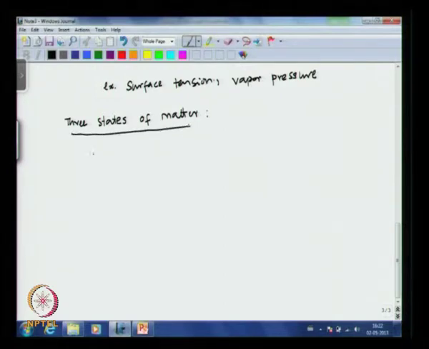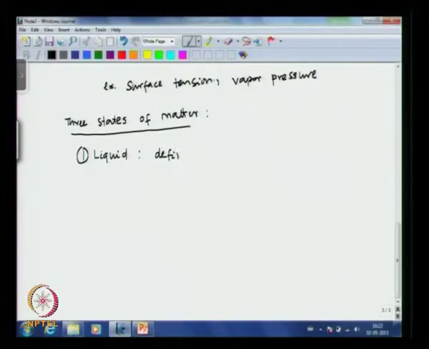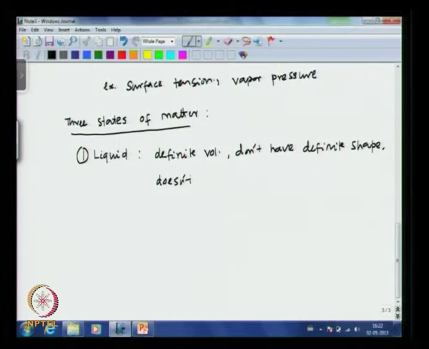First, let us look at liquid. The liquids have definite volume but do not have definite shape, because they take the shape of the container, and they do not expand continuously.